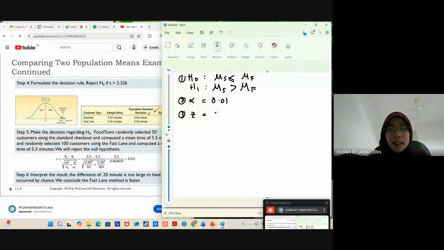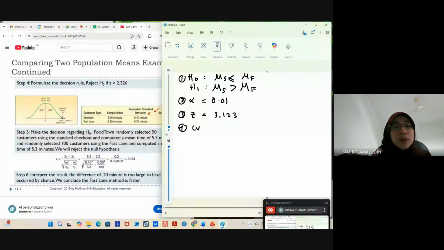So you got the z equals to 3.123. Okay, that is the z. All the information will be given in the question, so you don't have to worry about how to compute the z. Step number 4, what's next?